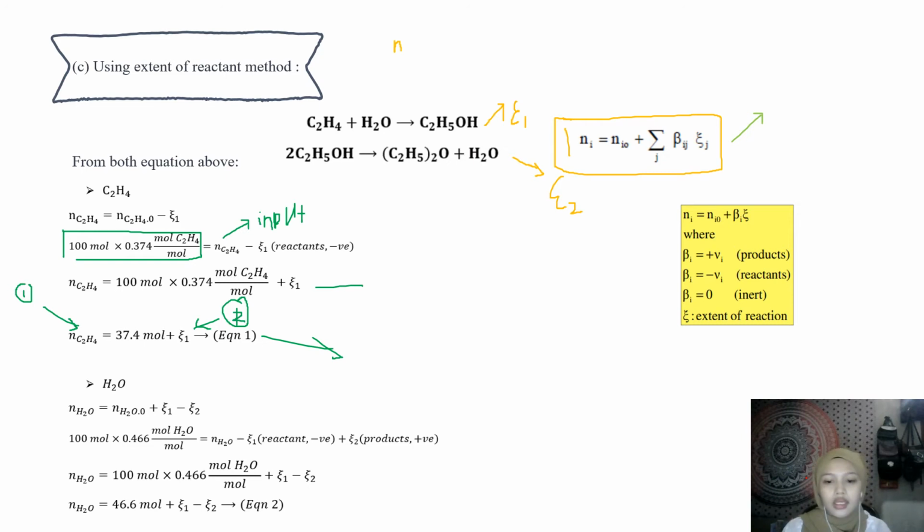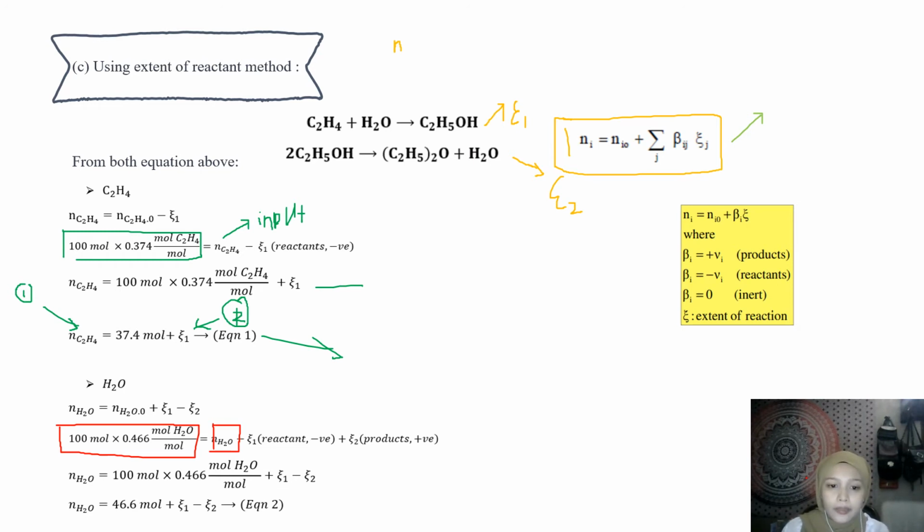Second, we can find the number of mole of the H2O, which is the water, using the same method as how we find the number of mole of the ethylene. So the number of mole of the water at the output side, which is 100 mole multiplied by 0.466 mole H2O per mole, is equal to the number of mole at the input side, which is what we must find, minus extent of reaction 1 plus extent of reaction 2.